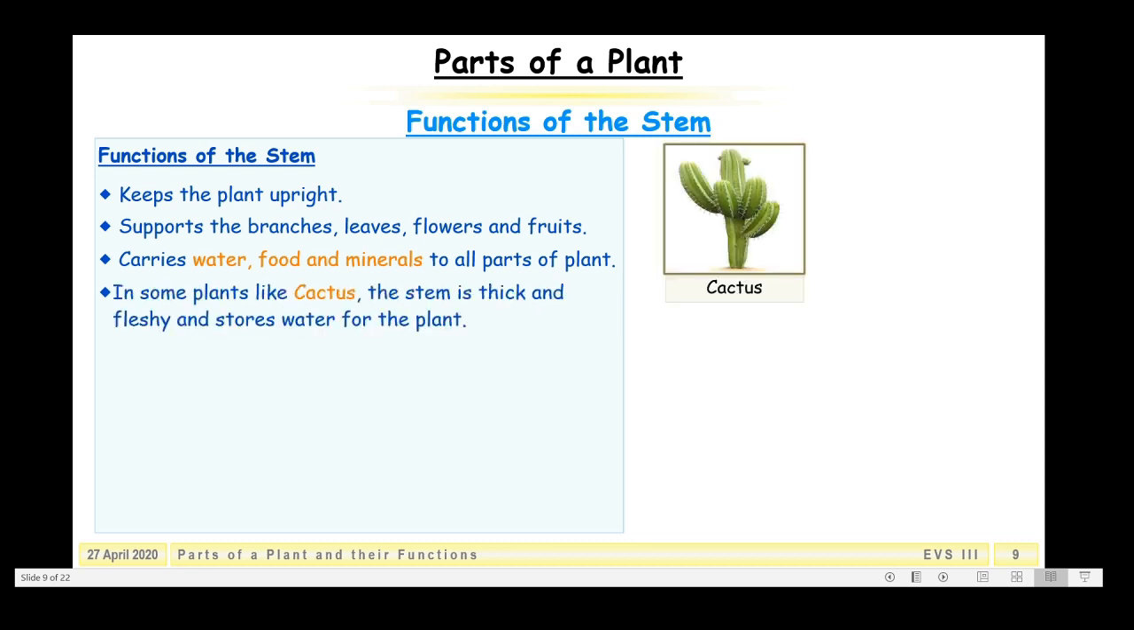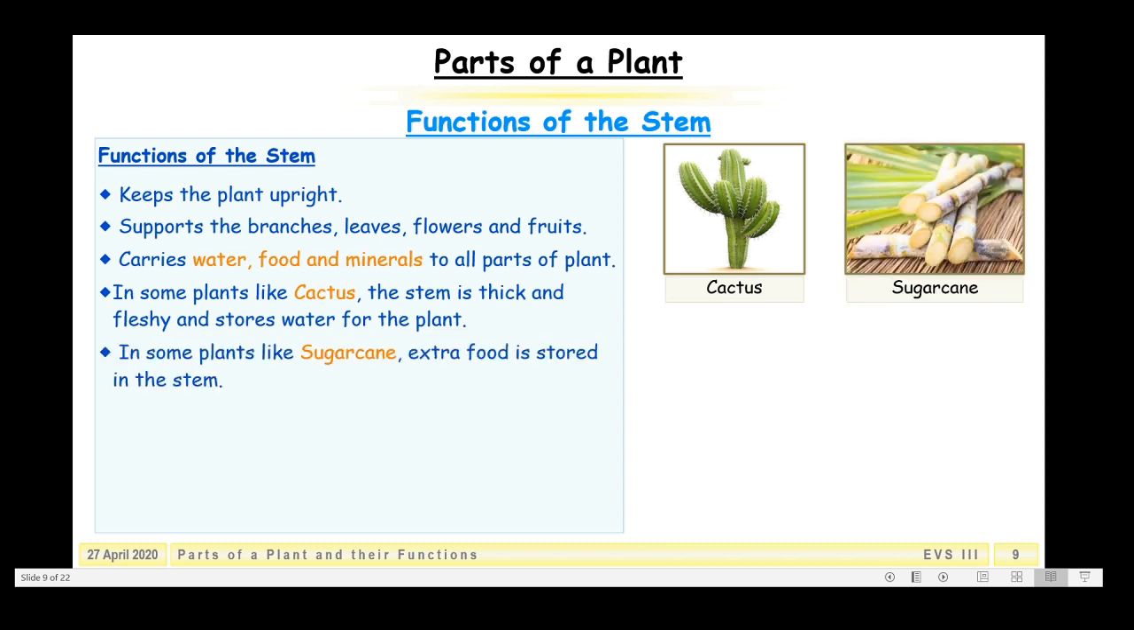Now if we take the case of the cactus plant, all of you know that the cactus plant grows in deserts, right? There, where there is very little rainfall and there is scarcity of water. So the stem of this plant has the capacity to store a lot of water for its survival. So in some plants like cactus, the stem is thick and fleshy and stores water for the plant.